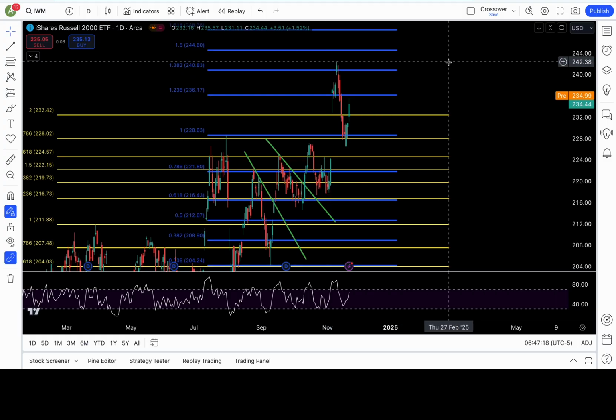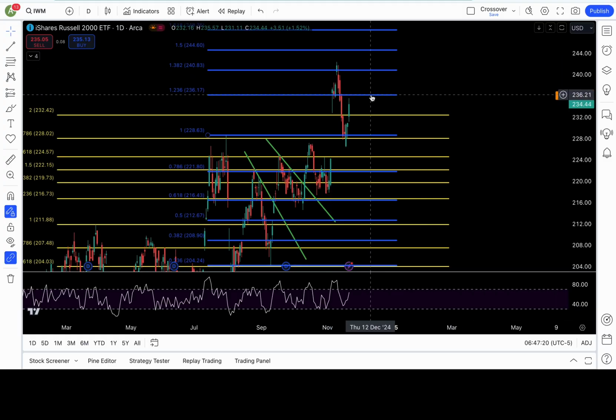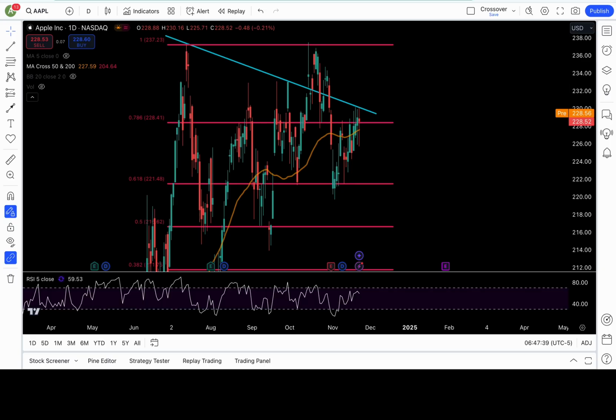IWM continued to bounce. Next resistant level is at 236. Guys, if it clears, more upside incoming. We could be heading back up to 240 plus. I can't favor this being a dead cat bounce or some type of top in unless support at 234 and 232 fails to put 230 and 228 back in play.